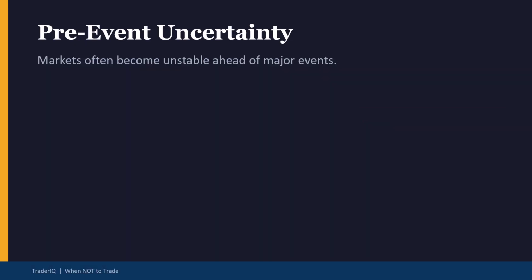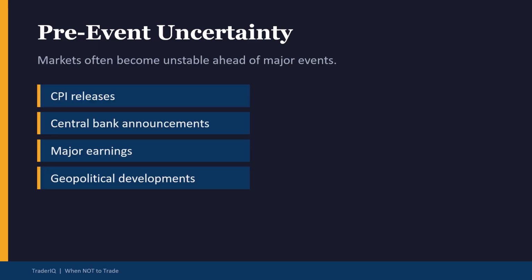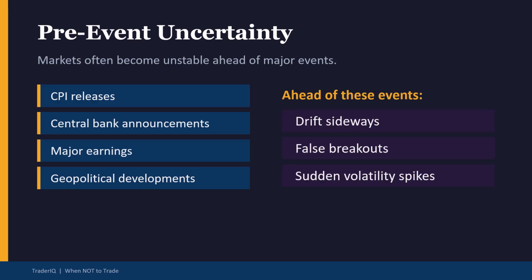Pre-event uncertainty: markets often are unstable ahead of major events. We all know this, and it is somewhat dependent on not only the event but the context in which it sits. Clearly, there are some major events such as CPI releases, central bank announcements, major earnings if we're trading stocks, and geopolitical developments which may be brewing. Ahead of these events, we often get a drift sideways, we get false breakouts, and we get sudden volatility spikes not only when it happens, but also perhaps just before it happens as markets reposition.